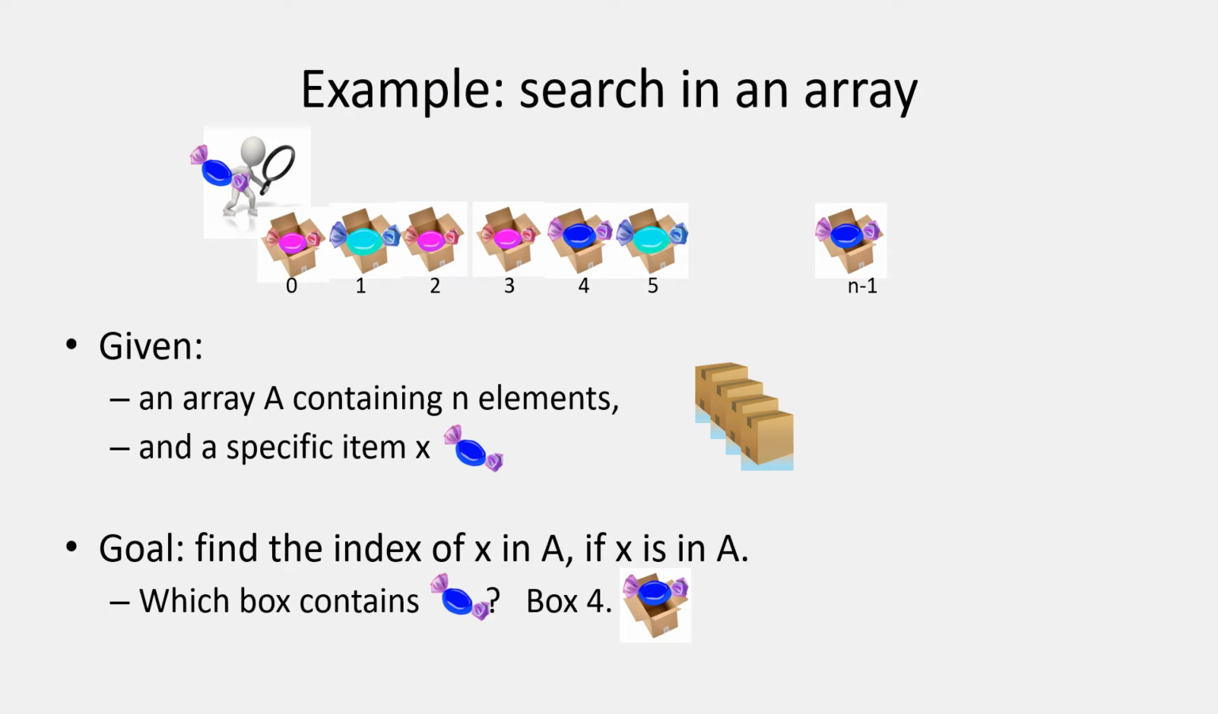So let's look at a very simple example. Suppose you have an array, let's say a whole bunch of boxes, and you want to find a specific element, x, in this array. So you will be asking, which box contains, in this case, the blue candy? Say, okay, so this is box number 4. Okay, I will return the number 4.